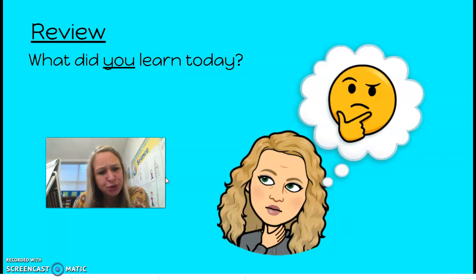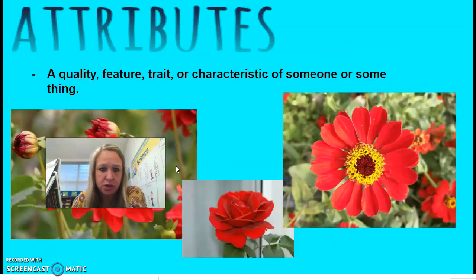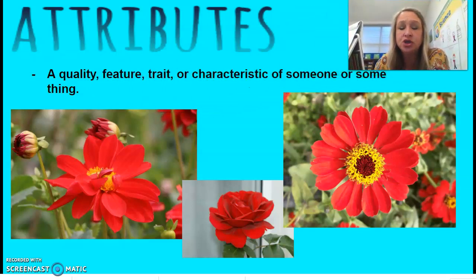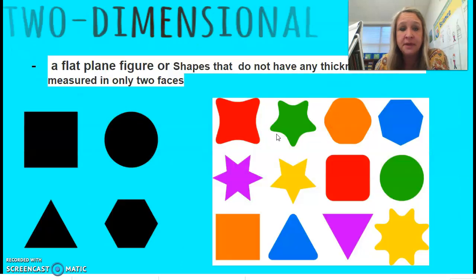So what did you learn today? We learned a lot of new stuff. Let's go back and review our vocabulary words. Attributes. Say attributes. Attributes are a quality, feature, trait, or characteristic of someone or something. Two-dimensional. Say two-dimensional. A flat, plain figure or shapes that do not have any thickness and can be measured only in 2 faces, top and bottom, front and back.